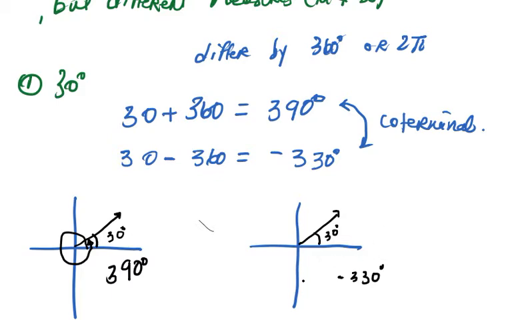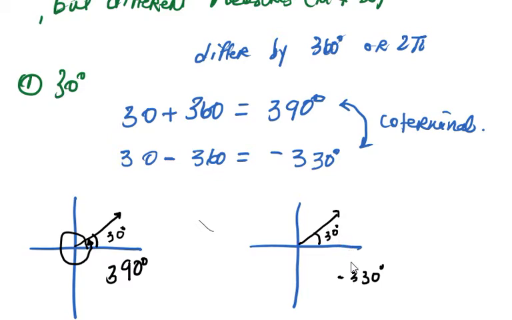Now, let's go to negative 330. We do the same thing. We start from the standard position, but this time, instead of going 360, we're going to go 330 degrees. I'll show you how that looks. But remember, this is a negative. What did I tell you about negatives? Negatives always go in a clockwise direction. Positives go counterclockwise.